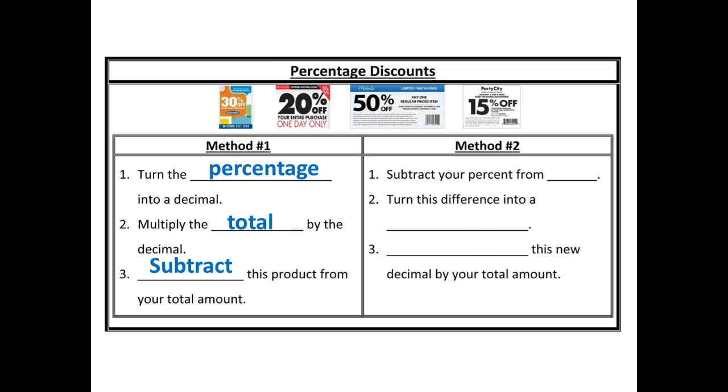Method 2. Step 1, we're going to start by subtracting the percent from 100. Turn this difference into a decimal. Now we're going to multiply this decimal by our total amount or the original cost of the item. If 100% represents the total cost of the item, we're discounting the percentage and then finding the total cost after. This step does not leave that last moment of subtraction. Once you multiply, your answer is done.